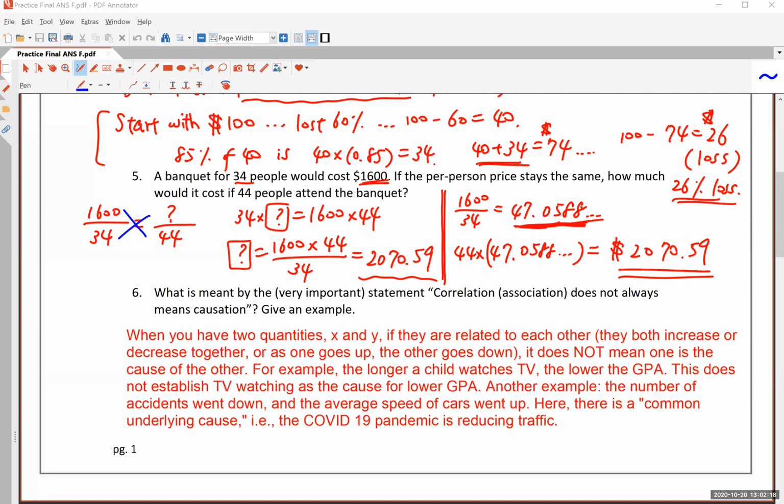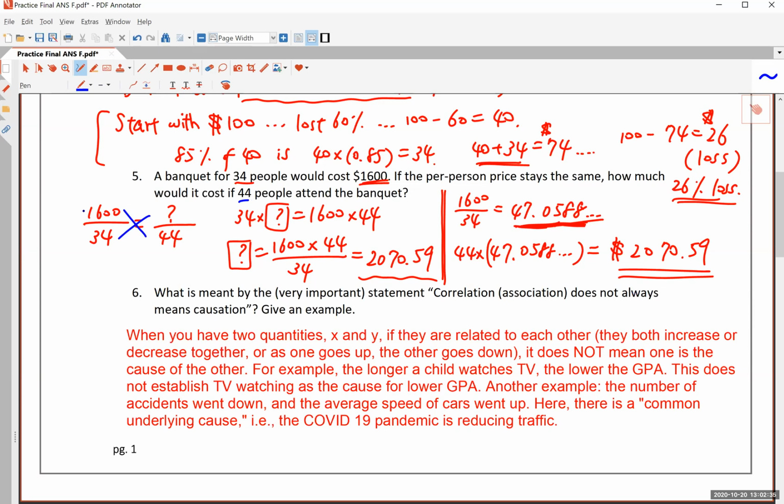Number five, question on proportions. A banquet for 34 people would cost $1,600. All right, so that's pretty simple. And assuming that the per person price stays the same, how much would it cost for 44 people to attend?